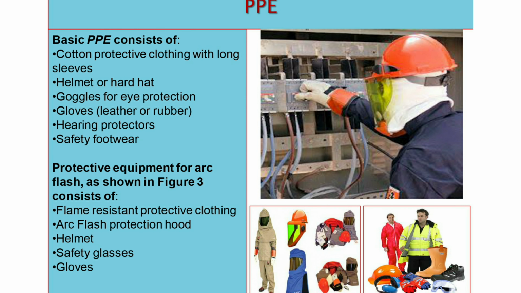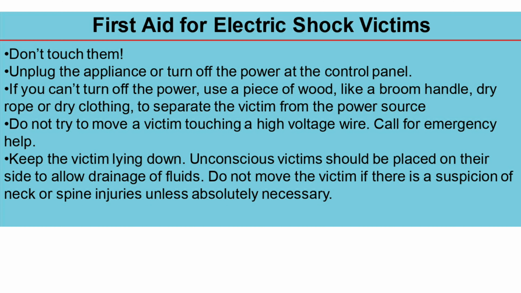PPE. Basic PPE consists of cotton protective clothing with long sleeves, helmet, or hard hat. Goggles for eye protection, gloves, leather or rubber, hearing protectors, safety footwear, protective equipment for arc flash, flame-resistant protective clothing, arc flash protection hood, helmet, safety glasses, gloves.